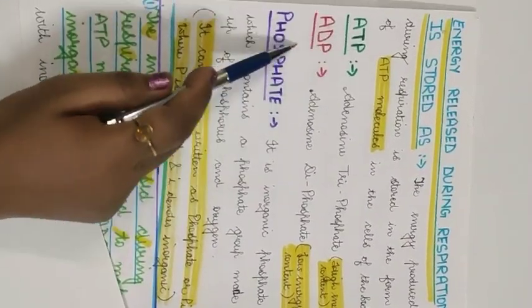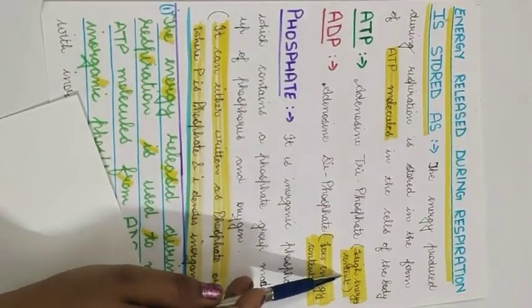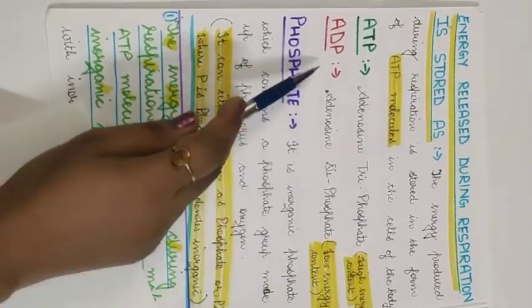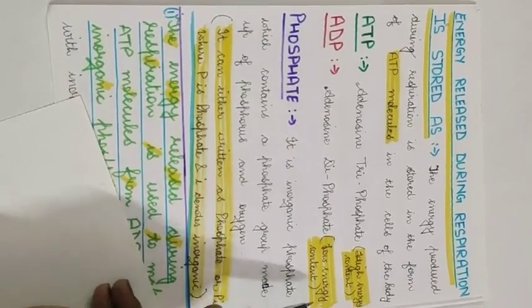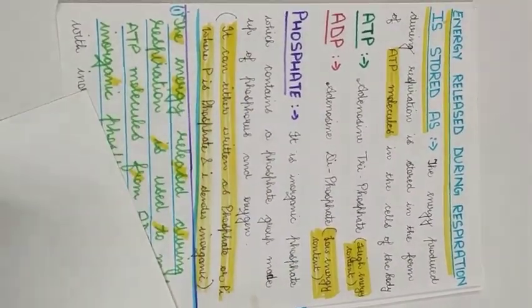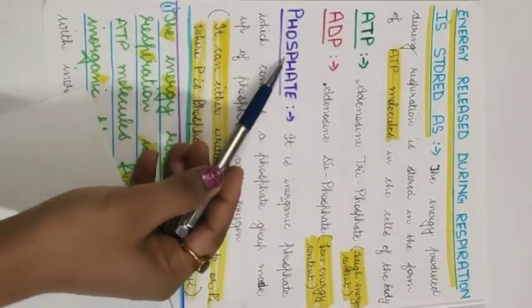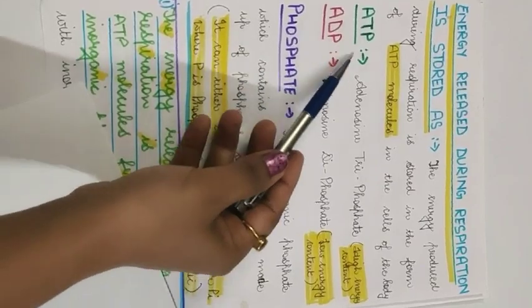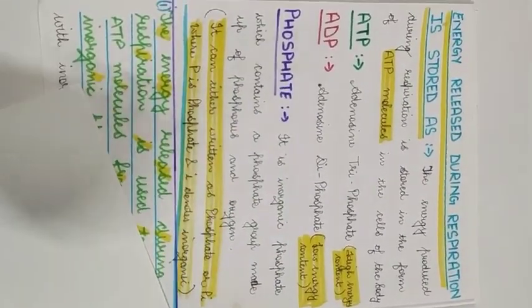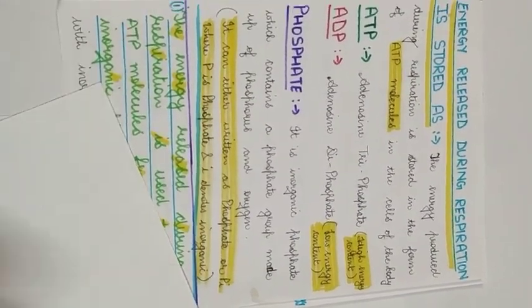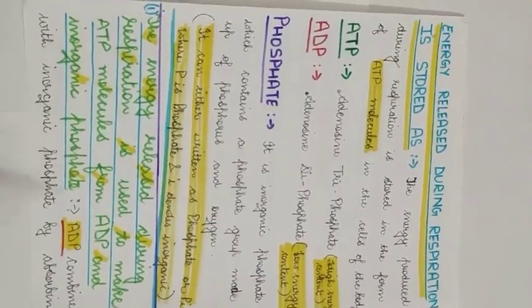So the basic difference between ATP and ADP is that ATP gives us very high energy and ADP gives us very low energy content. Okay, and both of these are found inside the cell. This phosphate is also in the cell and ATP is also in the cell. So all these things are in the cell, but they are formed in different manners.